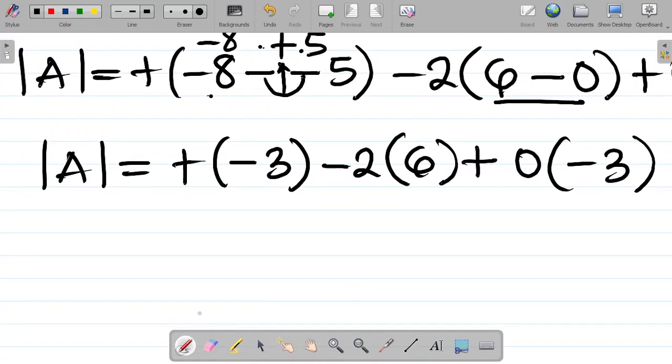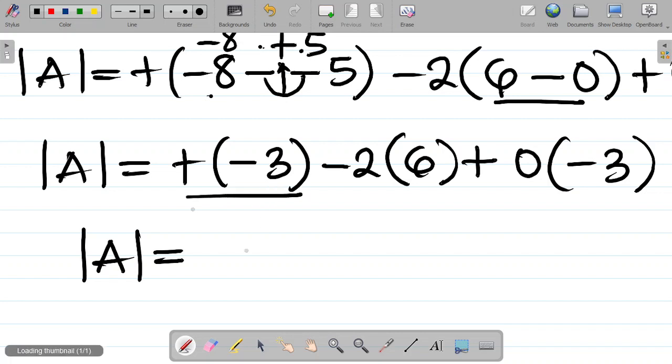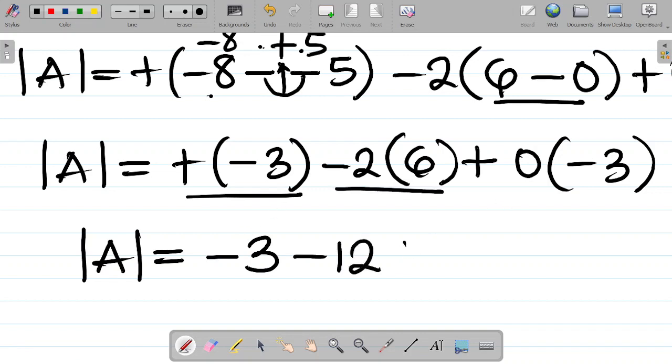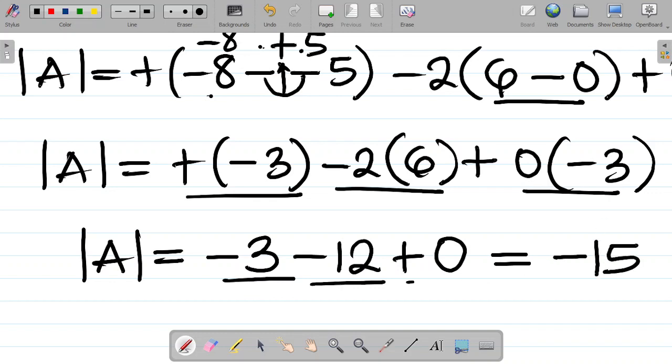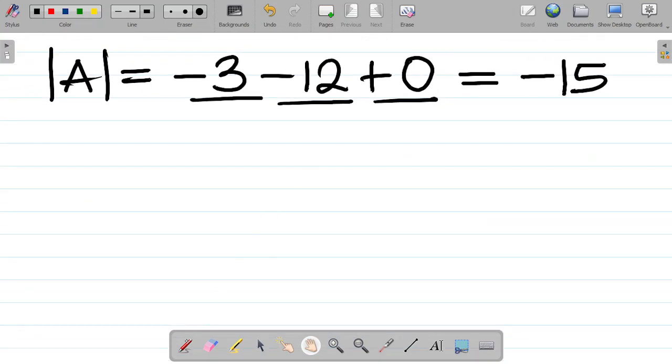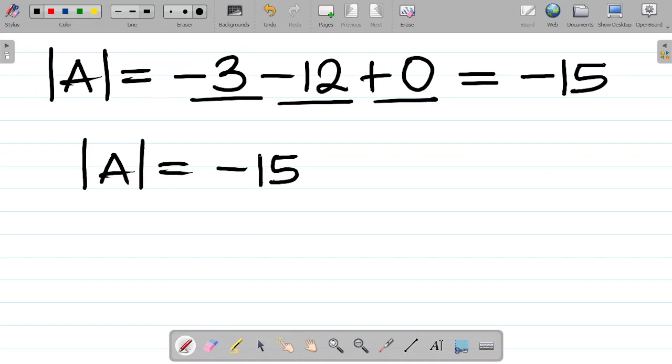All right, proceeding further, we'll have that the determinant of A is equal to, this gives you what there? Plus minus 3 is minus 3. You can punch that. Minus 2 times 6 gives you minus 12. Then you have plus 0 times minus 3 gives you 0. And this is equal to minus 3 minus 12 gives you minus 15. Of course, plus 0 gives you minus 15. In essence, the determinant of A is equal to minus 15. This is the value of A.